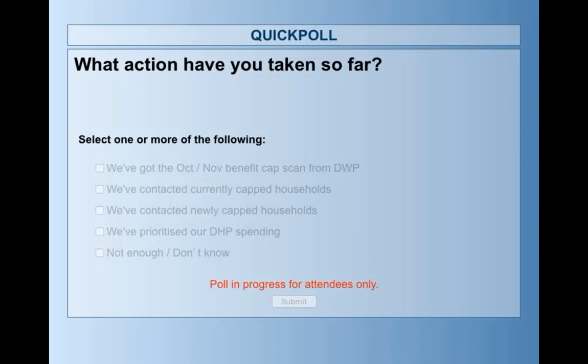So the poll is, what action have you taken so far? Number one, we've got the October-November benefit cap scan from DWP. We've contacted currently capped households. We've contacted newly capped households. We've prioritised our DHP spending, or we're not doing enough, or we don't know. Don't know what activity we've taken so far.